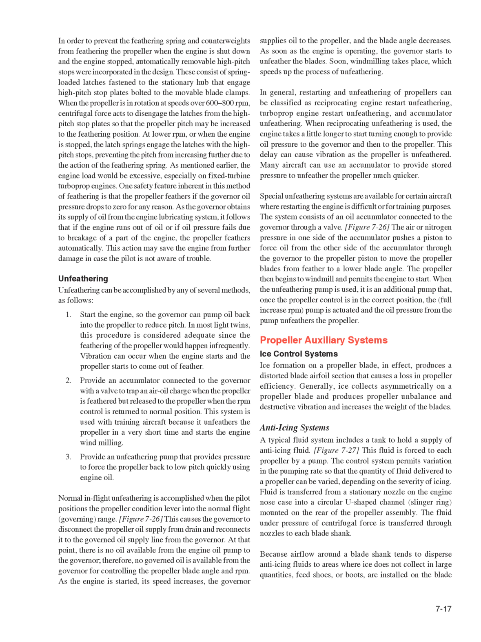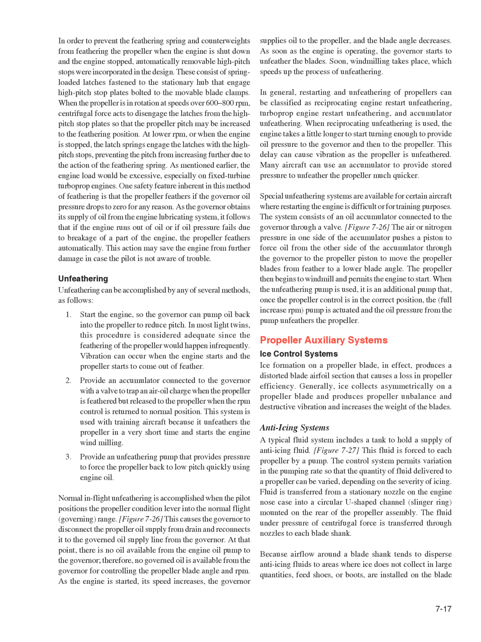As the engine is started, its speed increases, the governor supplies oil to the propeller, and the blade angle decreases. As soon as the engine is operating, the governor starts to unfeather the blades. Soon, windmilling takes place, which speeds up the process of unfeathering.